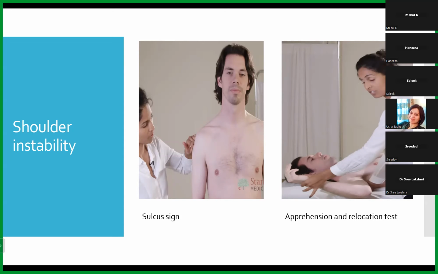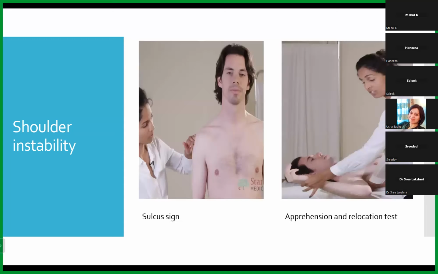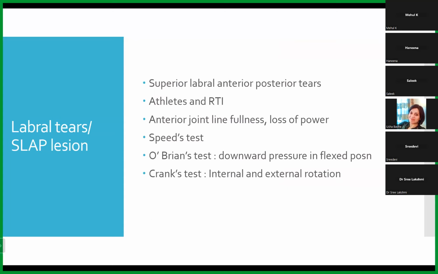After eliciting the pain, you try to reduce the shoulder. That is, you apply downward pressure over the shoulder, and the patient will say there is relief of symptoms, or will feel better. That is also suggestive of shoulder instability. And the Dugas test we have already discussed. Try to test the opposite side; the patient won't be able to touch in case of shoulder instability.